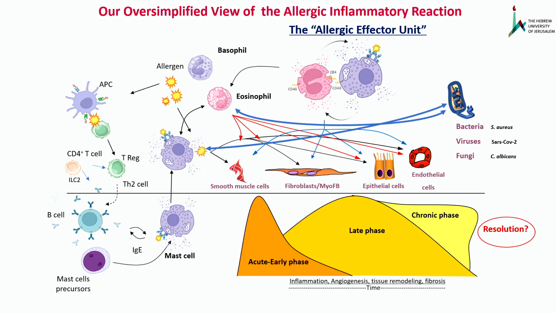I also put in this picture bacteria, viruses, and fungi. We heard about viruses earlier on, and I would like to remind you that also bacteria, and especially S. aureus, is a very major infecting microbiota in allergic diseases, and the fungi as well. So we have to remember all this complexity, but try to go down to simpler pictures.